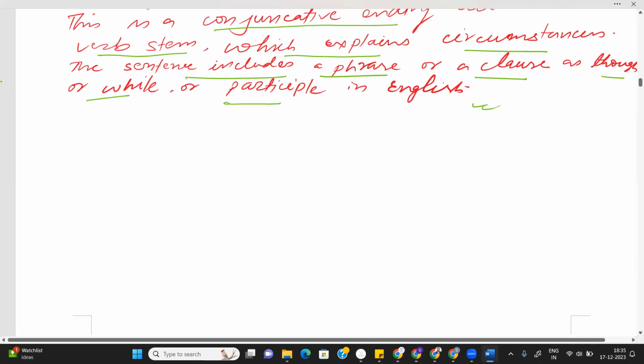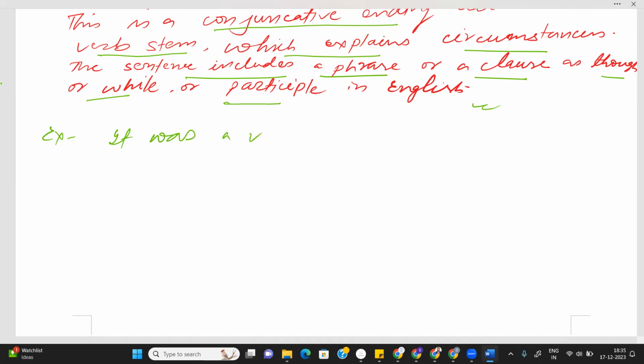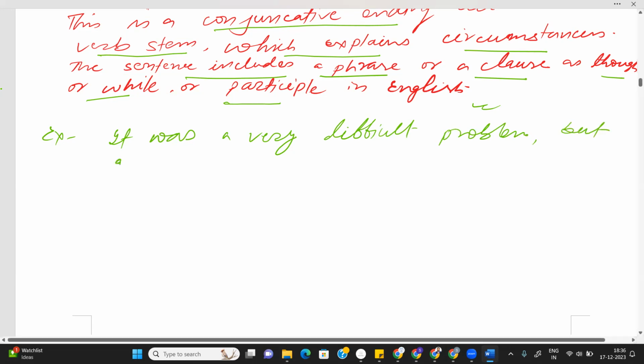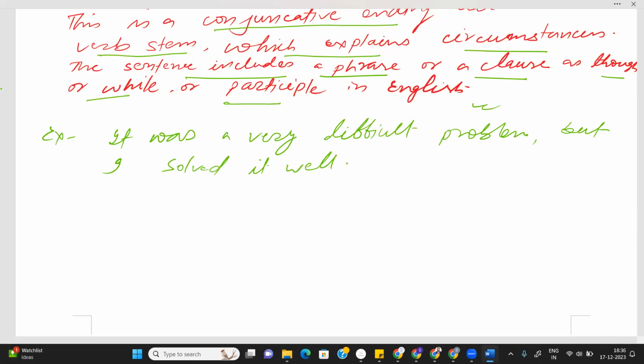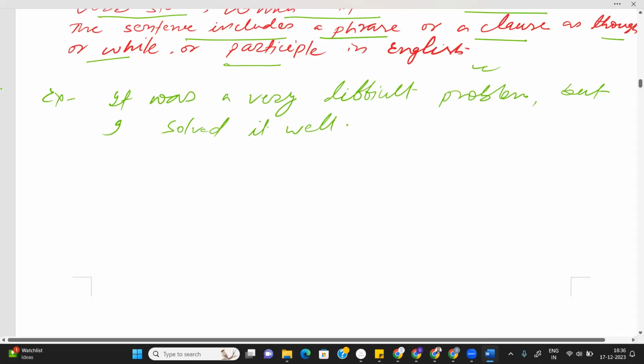Okay, let's take one example. First example: It was a very difficult problem, but I solved it well. Okay, so how will you say this in Korean? How will you make the sentence in Korean?